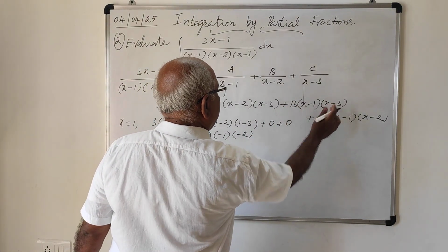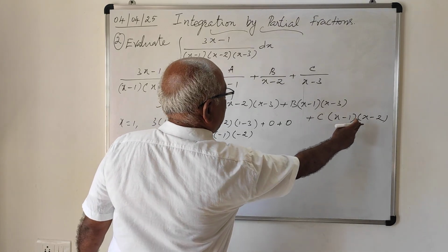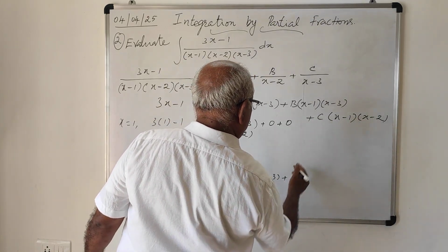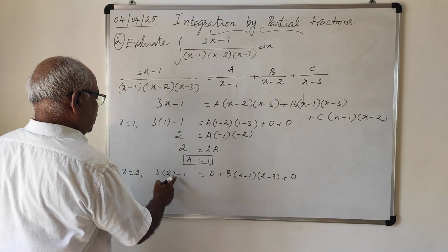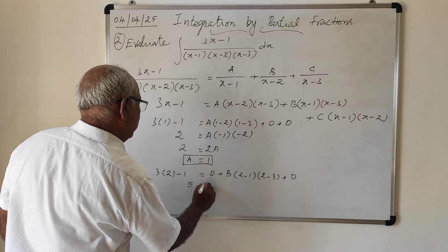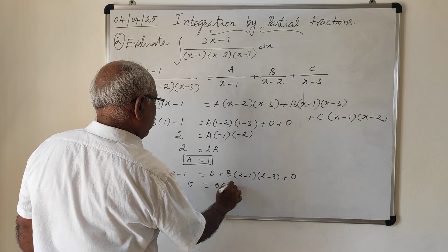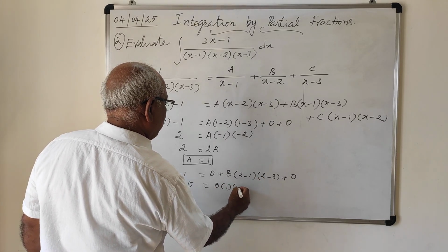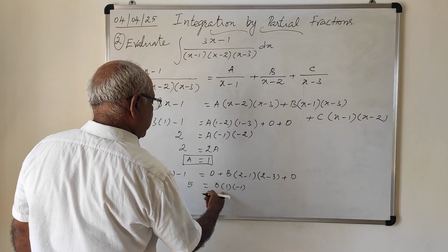into 2 minus 3, plus 2 minus 2 is 0, 0 into c is 0. So you get 3 into 6 minus 1, 6 minus 1 is 5. 5 equals b into 2 minus 1, which is 1, into 2 minus 3, which is minus 1. c is 0. So minus 1 into 1 minus b.